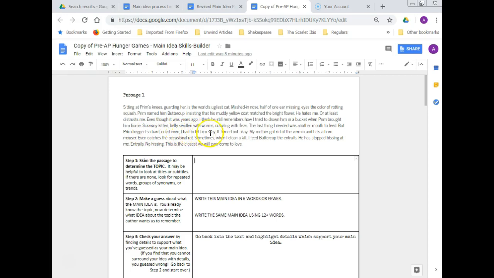Scrawny kitten, belly swollen with worms, crawling with fleas. The last thing I needed was another mouth to feed, but Prim begged so hard, cried even, I had to let him stay.